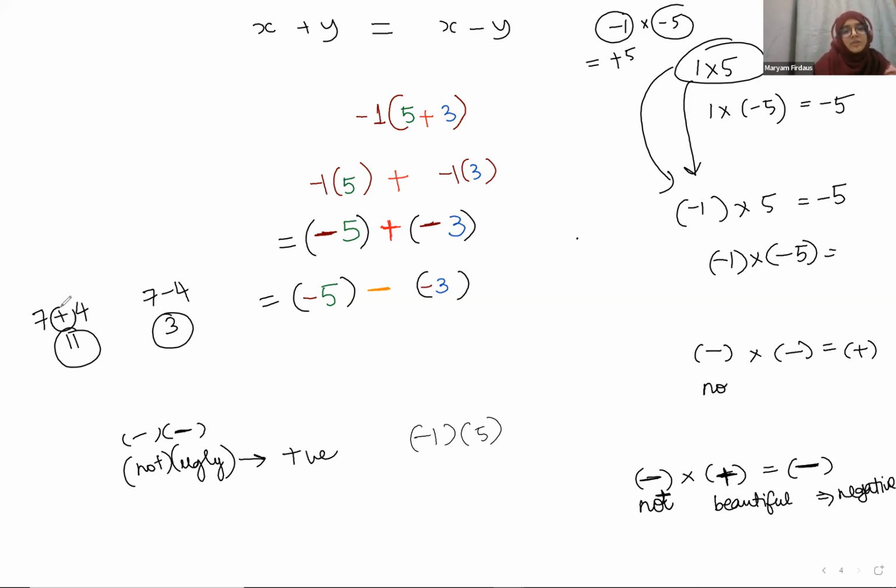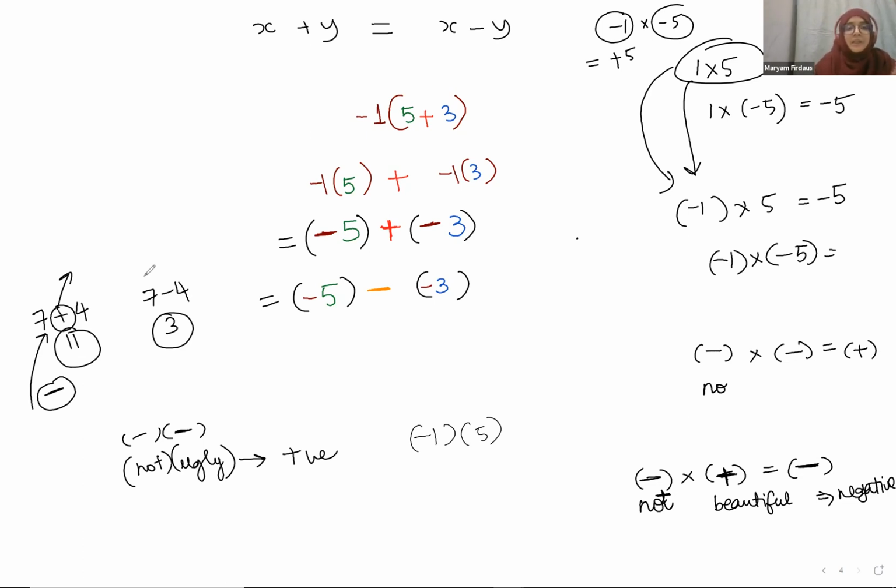So if I have 7 plus 4 written somewhere in my equation, can I just throw away this positive sign and enter a negative sign over here by replacing it? Can I do that? Will it be okay? No, it won't be okay. And why will it not be okay? Because the answer will change. Yes, exactly. The answer will change.